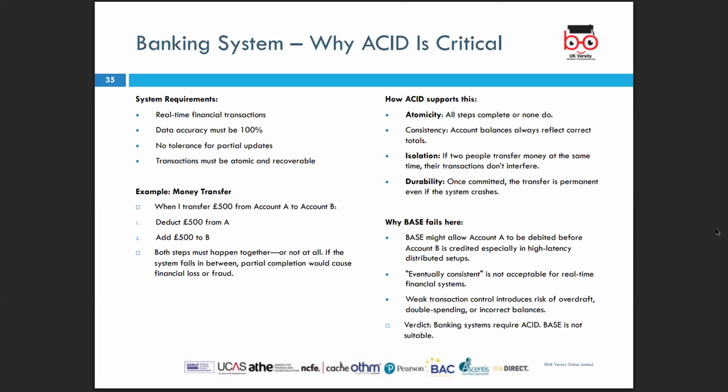So how does ACID support this? With atomicity, all steps have to be completed or none. Consistency: our account balance always reflects the correct total. Isolation: if two people transfer money at the same time, the transactions will not interfere. And durability: once committed, the transaction is permanent even if the system crashes.